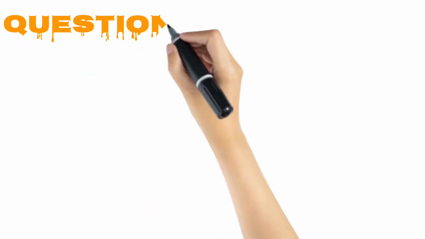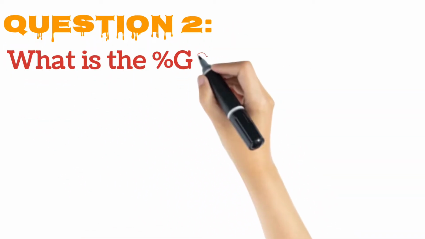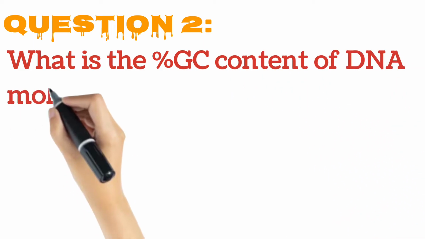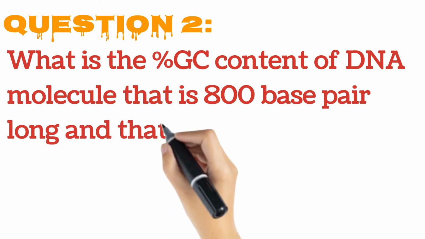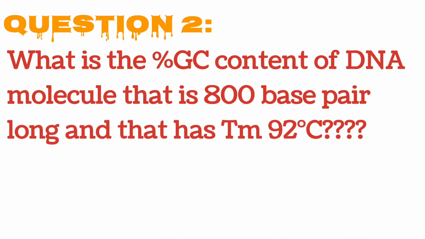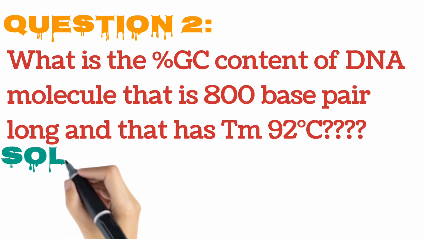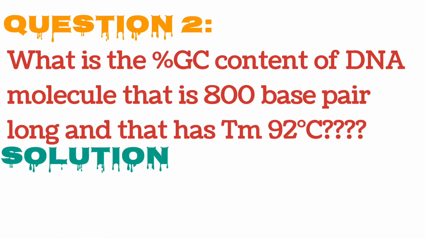Now we'll see the second question. The question is, what is the percent GC content of a DNA molecule that is 800 base pair long and that has Tm 92 degrees centigrade? So remember, this is the question asked at the end of my first video. Now we'll solve it. So first see what is given and what to find out.